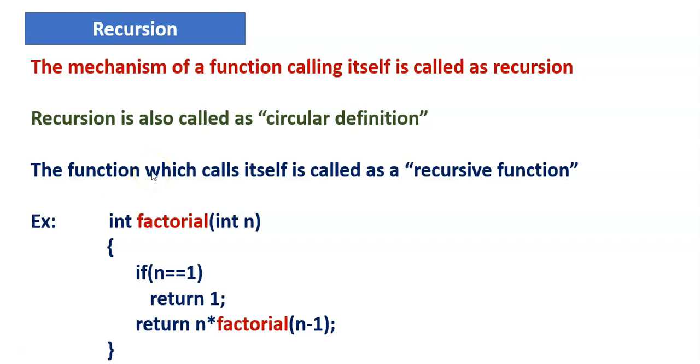In this video, we discuss one of the important concepts of functions in C language, that is recursion. Coming to the definition, recursion is the process of a function calling itself, or the mechanism of a function calling itself, is called recursion. Recursion is also called circular definition, and the function which calls itself is called a recursive function. A function which is calling itself is called a recursive function.